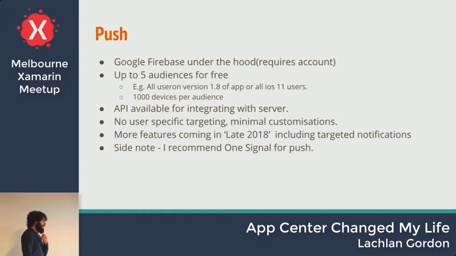There is an API available, so you can send stuff to it from your server. Just yesterday or something, they announced that there are more features coming late in 2018, including those user-specific targeted notifications, but I think that's going to cost $20 a month. So yeah, I use OneSignal. It works well. It's got a nice server-side SDK to work with as well, so that abstracts a lot away, and you're not dealing with actual API requests. You just say, send notification to this person, do this stuff.